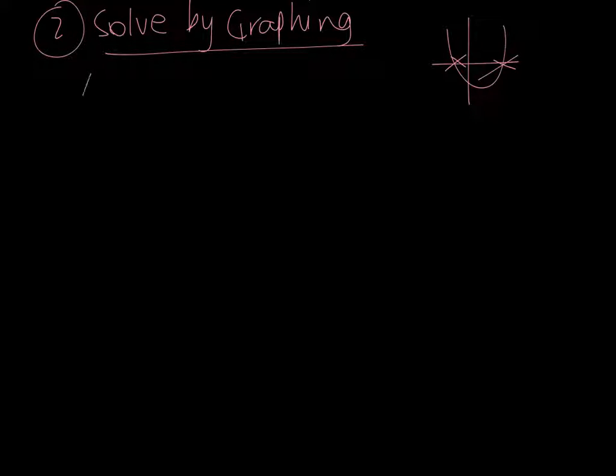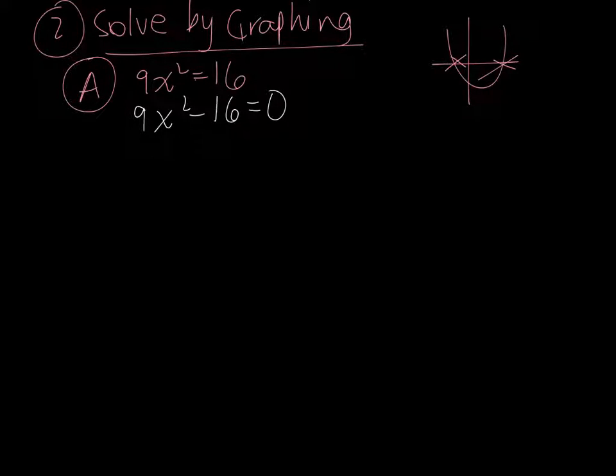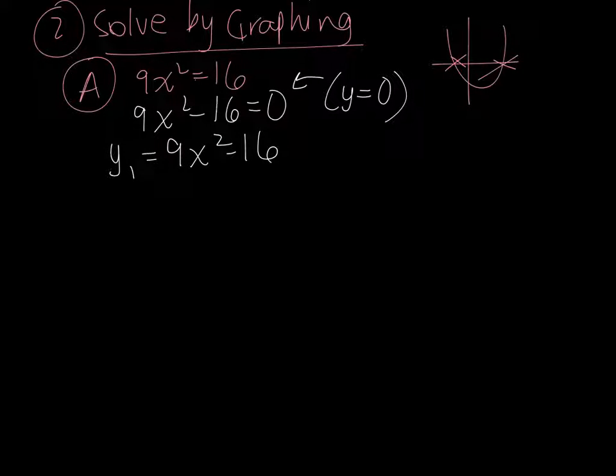So let's go ahead and do the previous example that we just had, which was 9x squared equals 16. So you still have to set it equal to 0. So we do 9x squared minus 16 equals 0. And by setting it equal to 0, we're trying to find where y equals 0. If you plug this into your calculator, go to y1, and go ahead and do this right now, y1, 9x squared minus 16. And then if you go to graph, go ahead and do this, guys, right now.